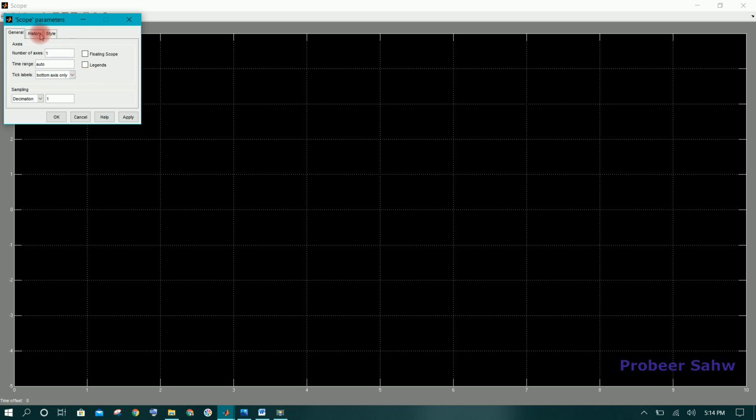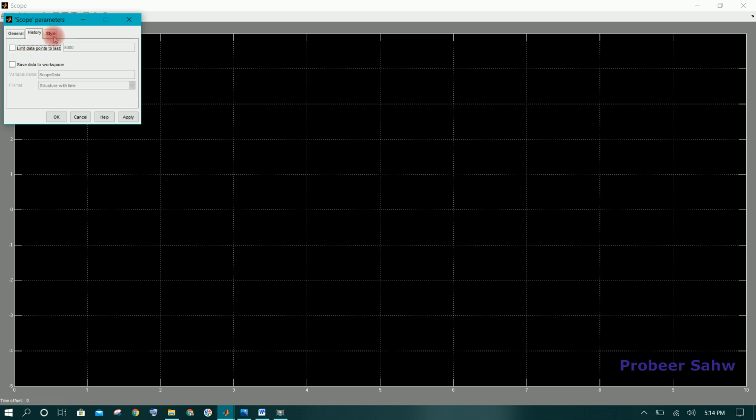Now first of all, we go to this history tab and uncheck this option, which is limit data points to last 5000. This means when the simulation is performed, data points will be generated, and according to those data, output will be displayed on this graph. We don't know how many data points will be generated. If data points are generated more than 5000 in number, then only 5000 data points will be displayed, and the rest of the data points will not be displayed. So as to avoid this, we just uncheck this option.